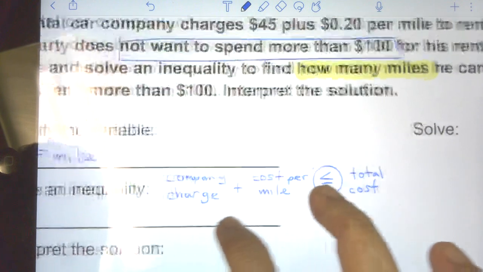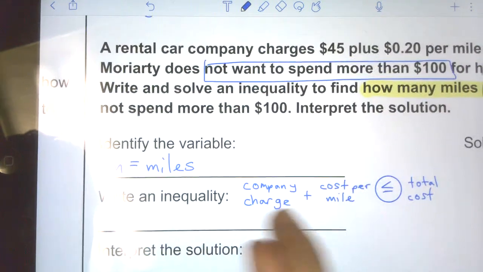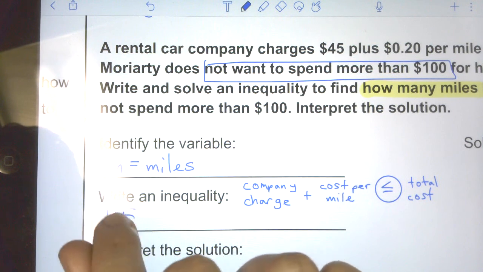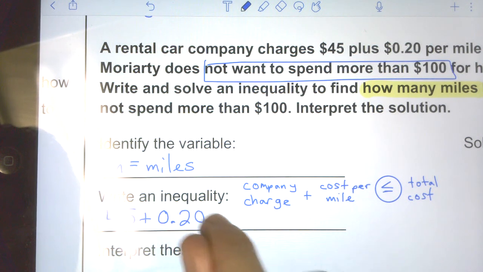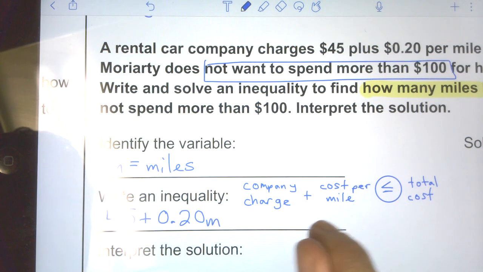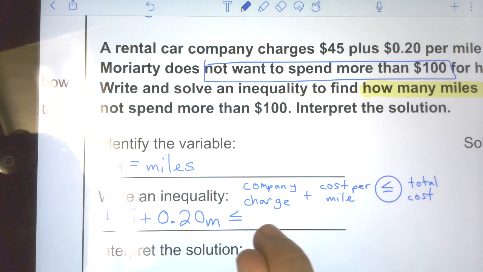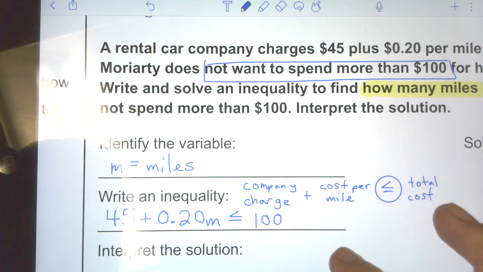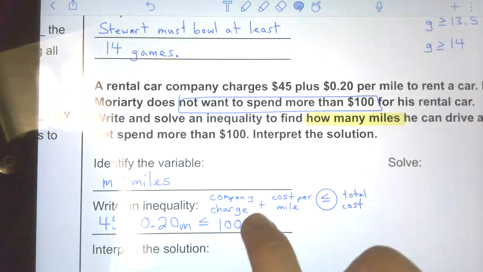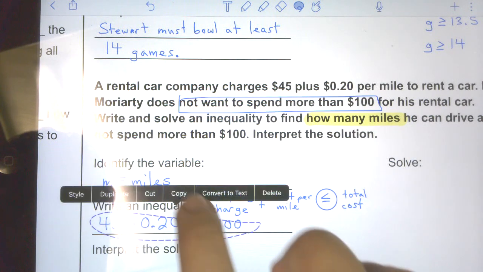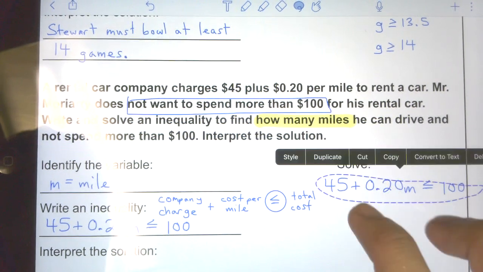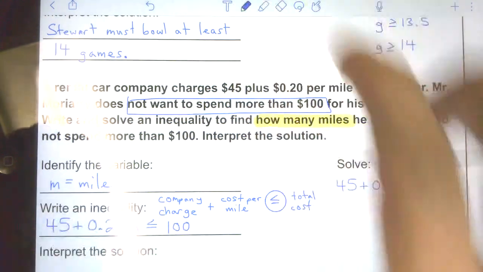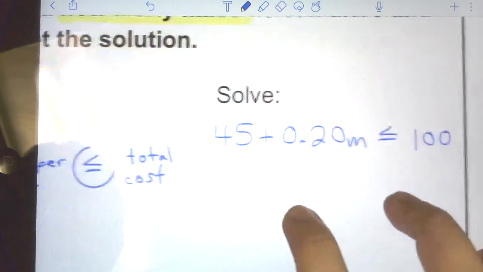All right. So when we throw our numbers in there, the company charge is $45. The cost per mile is 20 cents per mile. Inequality sign less than or equal to $100. Okay. So I'm going to go ahead and copy this over to the solve portion. Make it a little bit smaller. And then we can solve it.